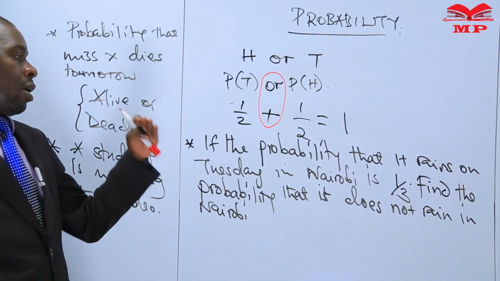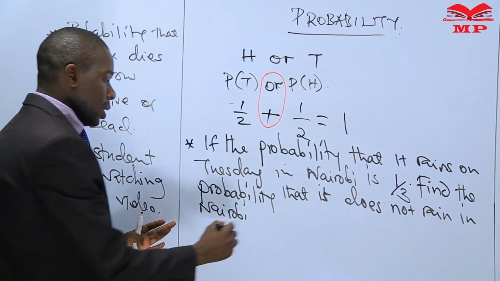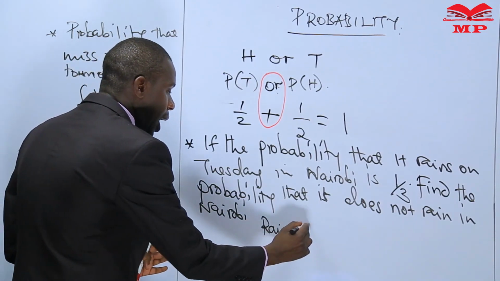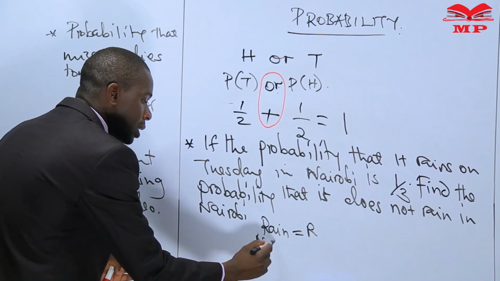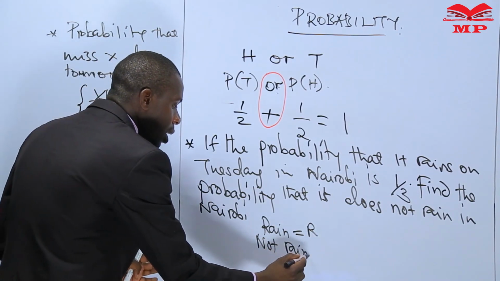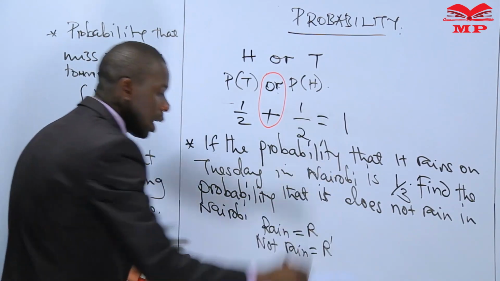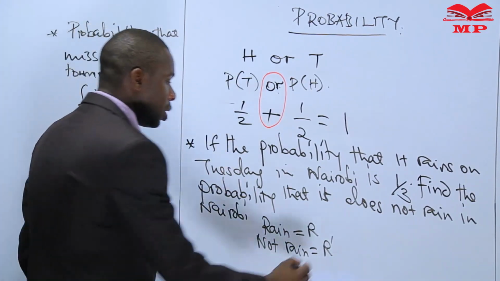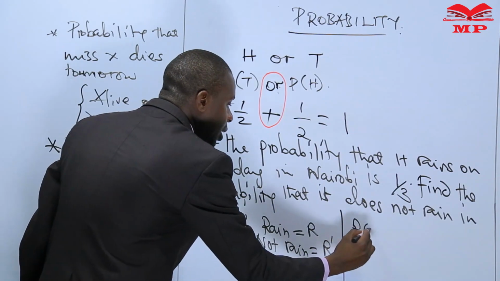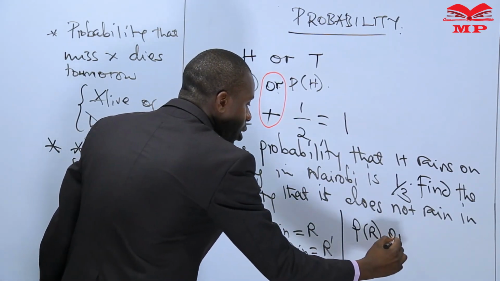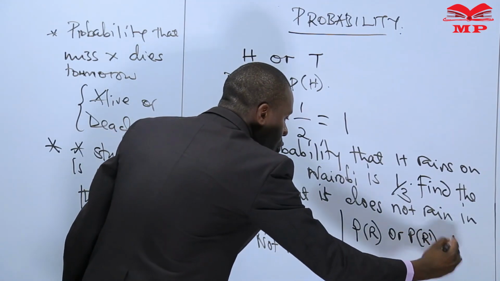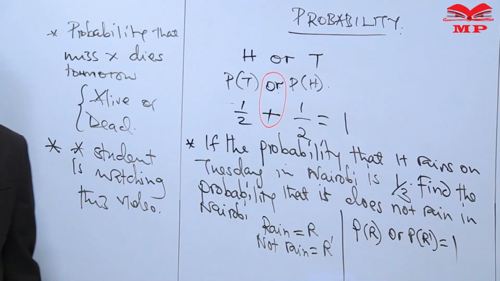Now, you'll therefore say that let us use R for rains, and R not for does not rain. So we are saying that from what we have now, the probability that it rains or the probability that it does not rain is actually 1.